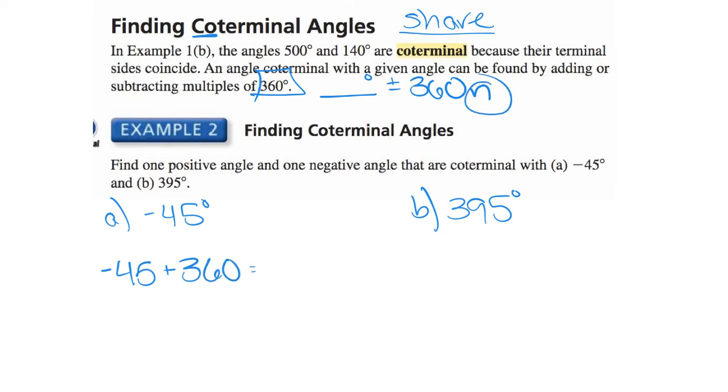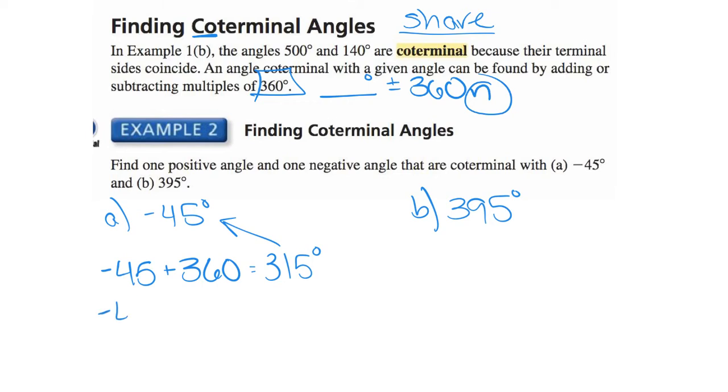Now the n comes in place when it's greater than 360 degrees away. So say it was a big negative number, you would have to add extra rotations of 360. It's not in this case, so you've got negative 45 plus 360, and you have 315 degrees is coterminal. If you guys drew out the angles, they would match in the same spot.